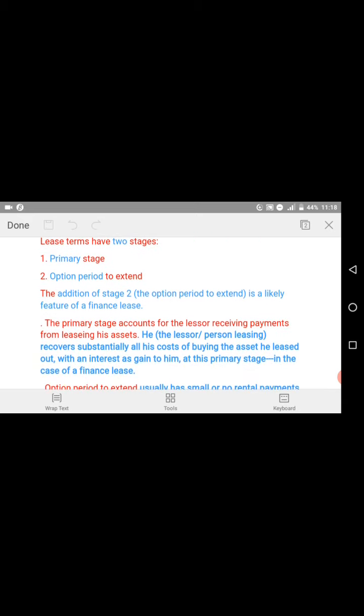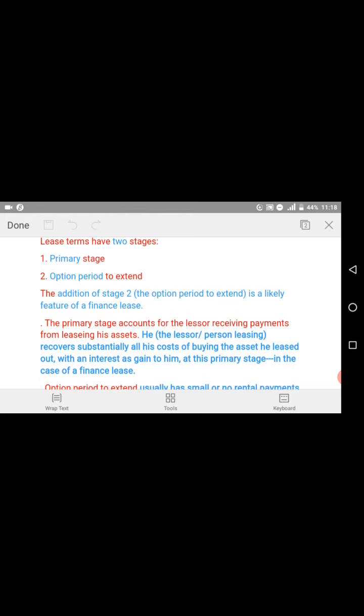The primary stage accounts for the lessor receiving payments from leasing his assets. He, the lessor, as the person leasing, recovers substantially all his costs of buying the assets he leased out, then obviously with an interest as gain to him at this primary stage.